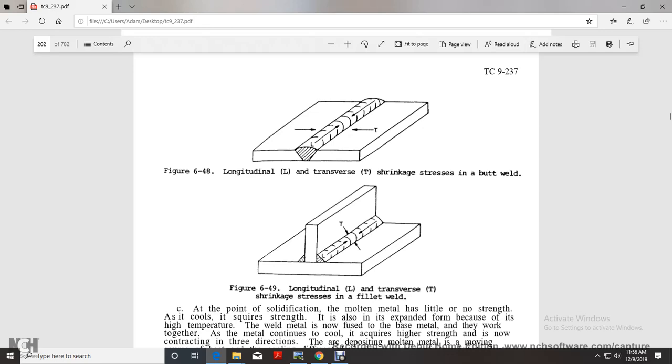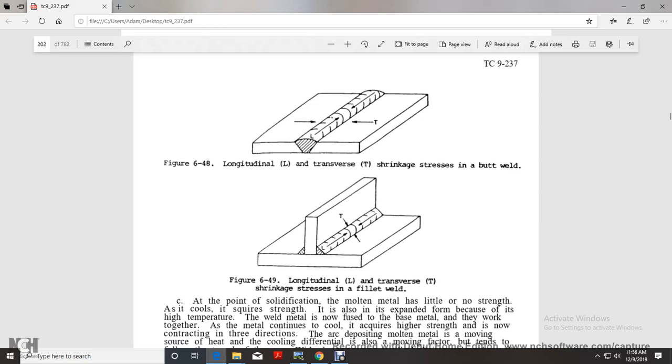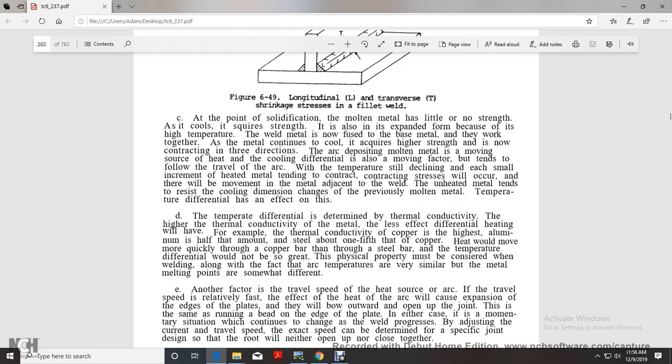Figure 6-48 shows longitudinal and transverse stress in the butt weld, and longitudinal and transverse shrinkage in the fillet weld. At the point of solidification, molten metal has little or no strength, but it also expands because of the high temperature, unlike the base metal. As the metal continues to cool, it acquires higher strength, and it is contracting in these three dimensions as the arc moves on.